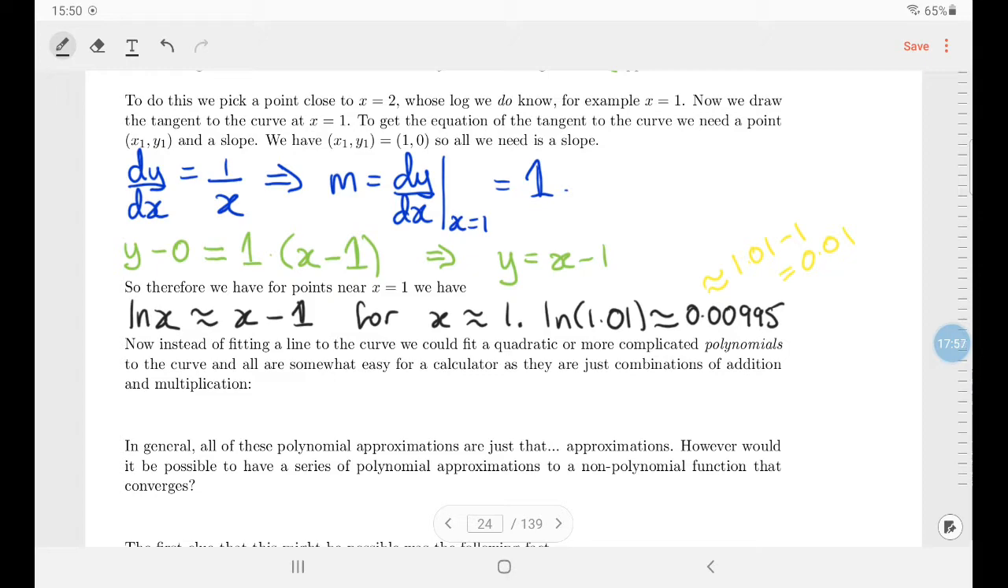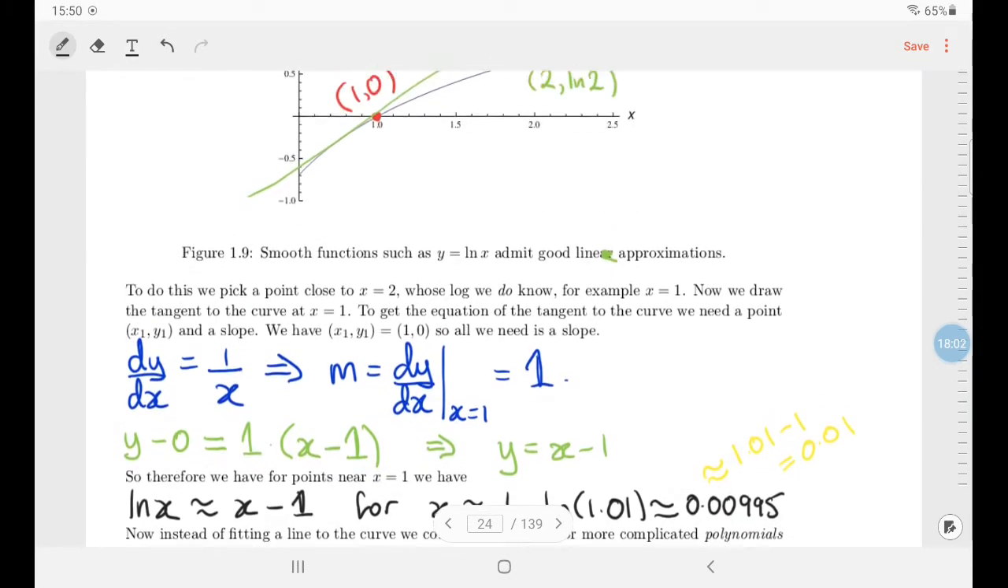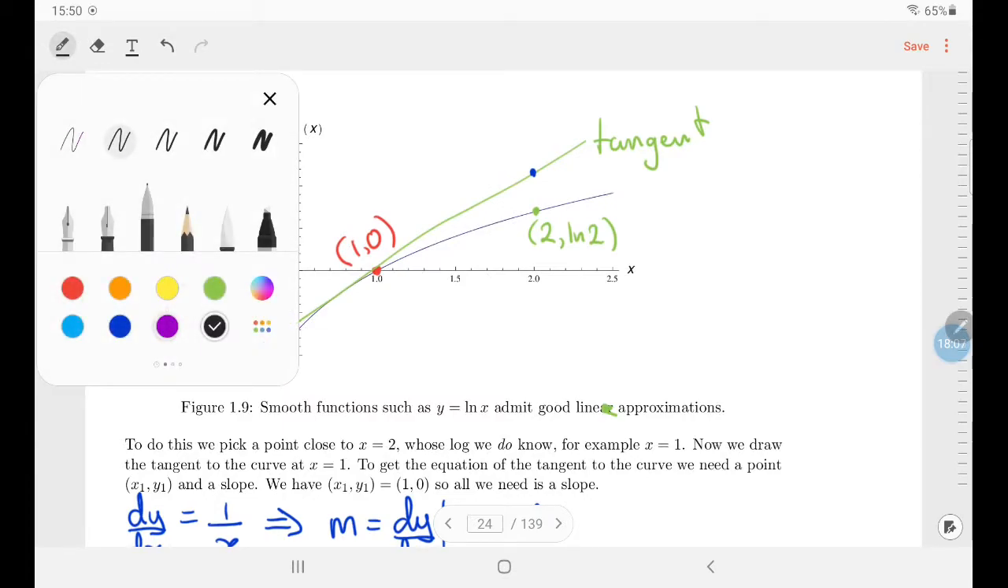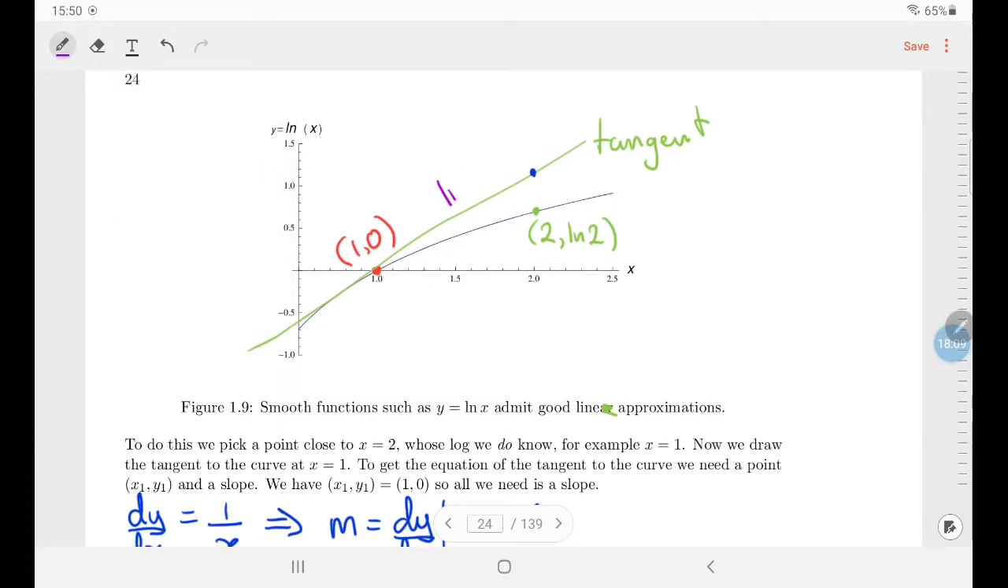So now the problem is it's not a very good approximation for log of 2. So if I go back and do that up here, according to the tangent, log of 2 should be approximately x minus 1, in this case 2 minus 1. But in fact, using the calculator, log of 2 is approximately 0.693. So that is a fairly poor approximation. This error is of the order of 0.3.